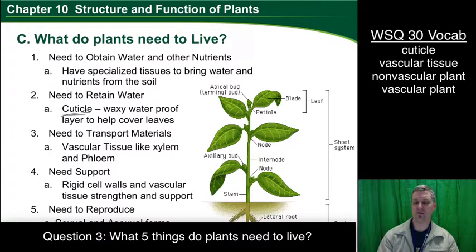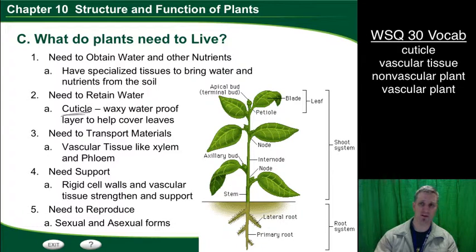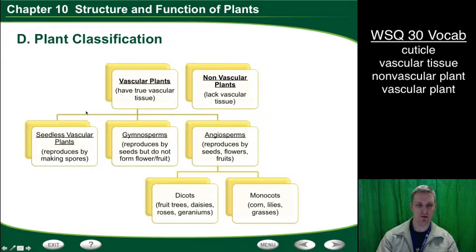Five, they need to reproduce, and they reproduce both in sexual forms and asexual forms. So we'll learn about those as we continue on. But those are the five things that plants have to live. They've got to obtain water and nutrients. They have to retain that water. They have to transport materials within themselves. They have to be supported, and they have to reproduce.